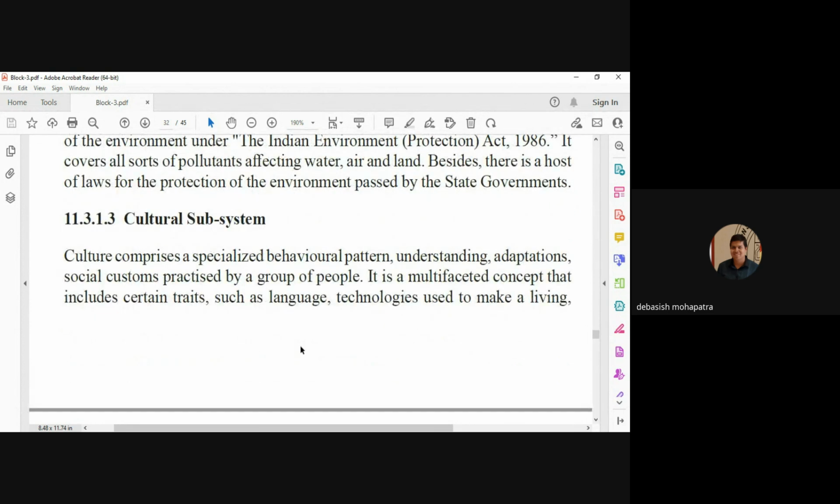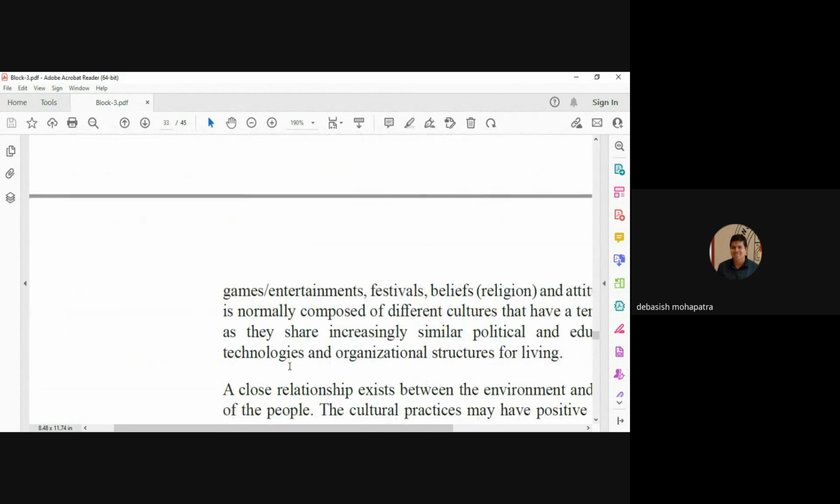And the cultural subsystem. Culture comprises specialized behavior patterns, understanding, adaptation, social customs and practices by a group of people. It is a multifaceted concept that includes certain traits such as language and technology used to make a living.